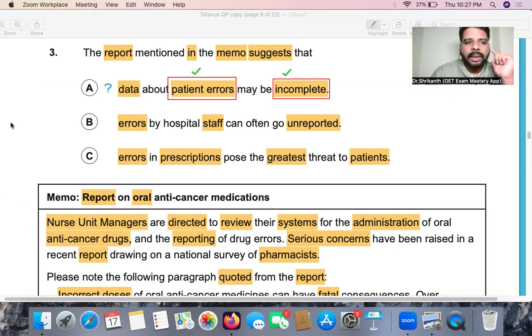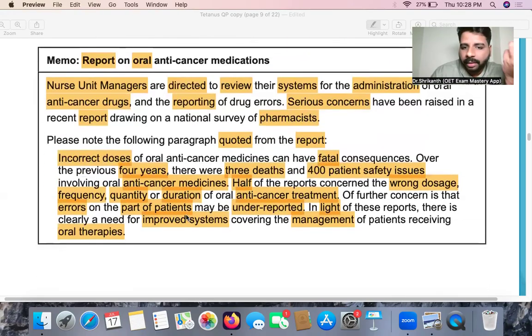Now let's come to the second option. So the second thing is what? Errors by the hospital staff can go unreported. Errors done by the hospital staff. Now, did we read anything regarding errors done by hospital staff? Now you see over here, there is nothing related to errors done by hospital staff.